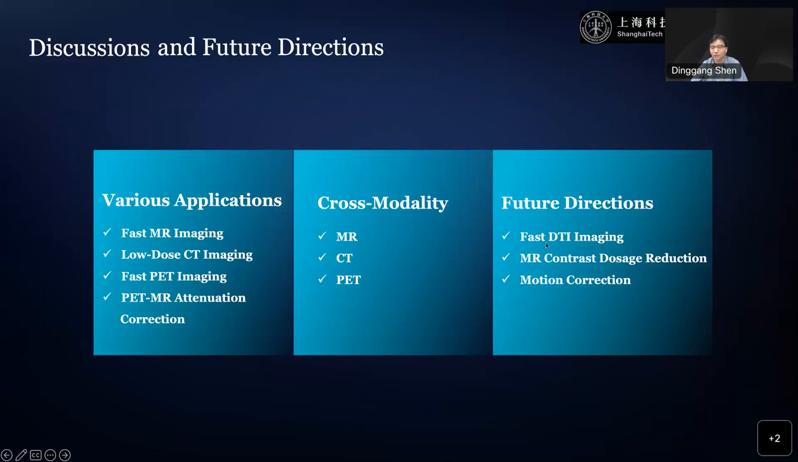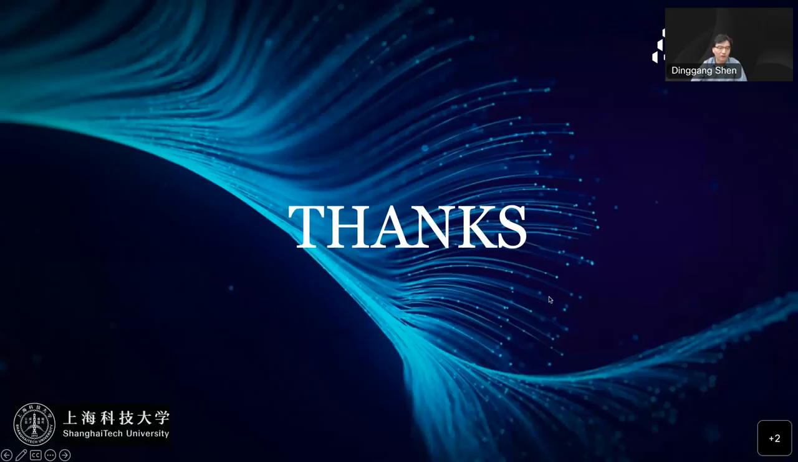And for the future, we can apply deep learning for more complex applications, for example diffusion tensor imaging, and also reducing, for example, the contrast for the patient, and also for other modalities. You can even improve the acquisition time, and I already demonstrated that you can reduce the motion artifact, and sometimes, of course, you can also do the motion correction. So this is all of my talk. Thank you.